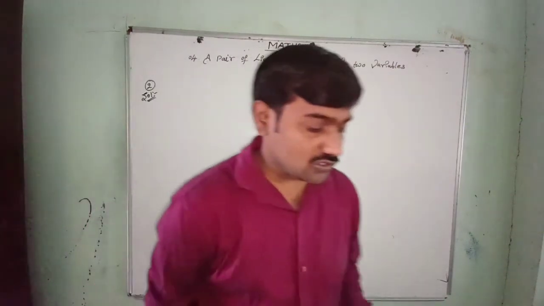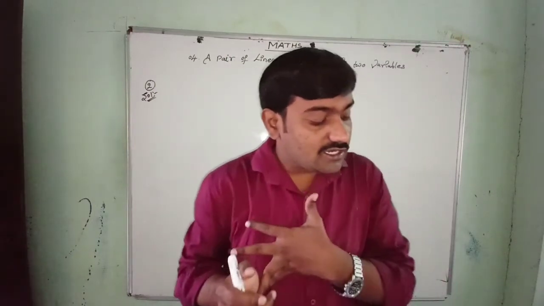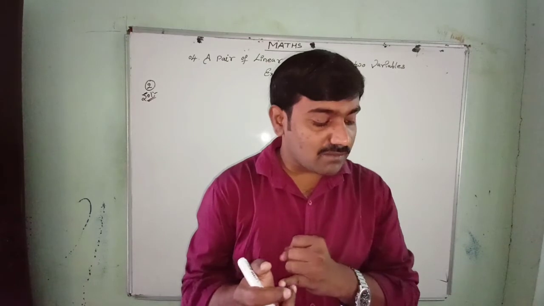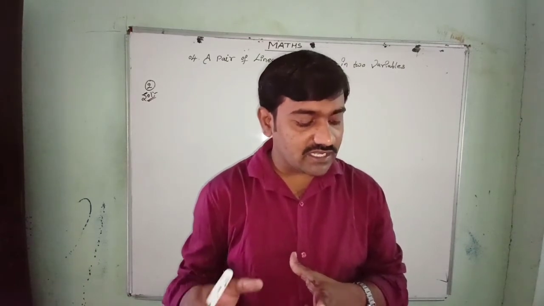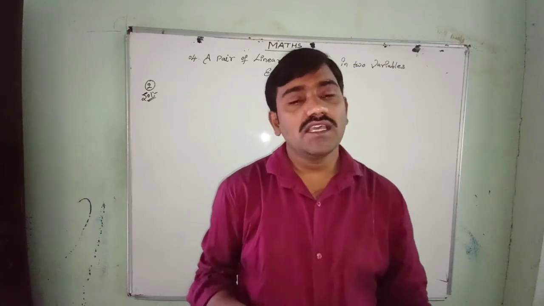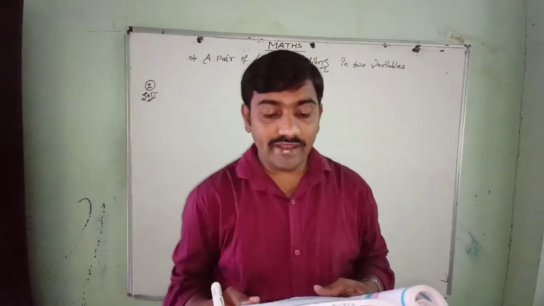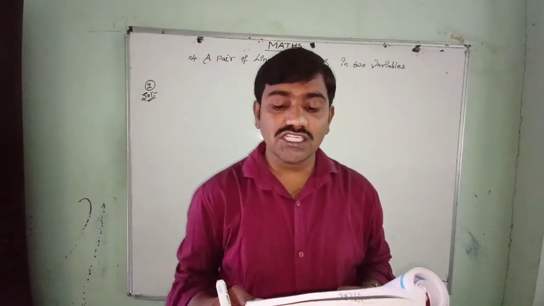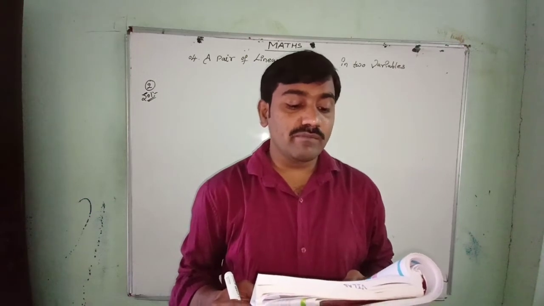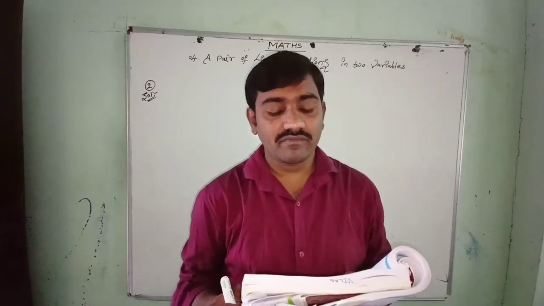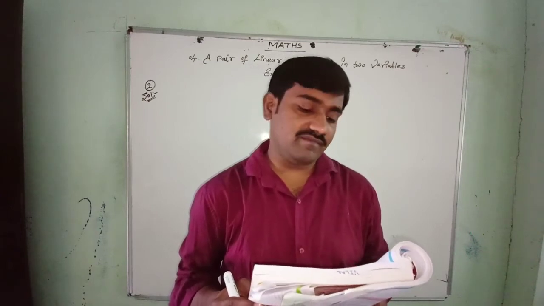Let us see what the second question is. You have done this many times in your previous classes. The sum of a two-digit number and the number obtained by reversing the digits is 66. If the digits of the number differ by 2, find the number and how many such numbers are there.